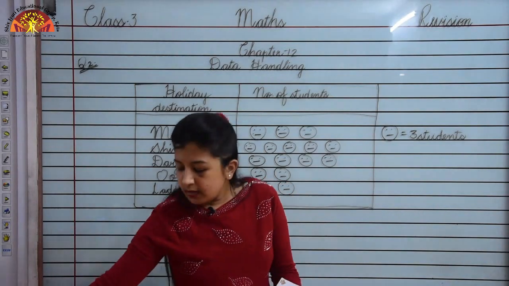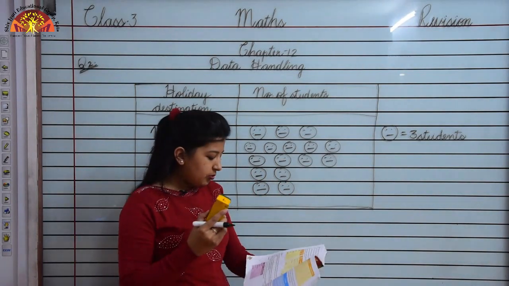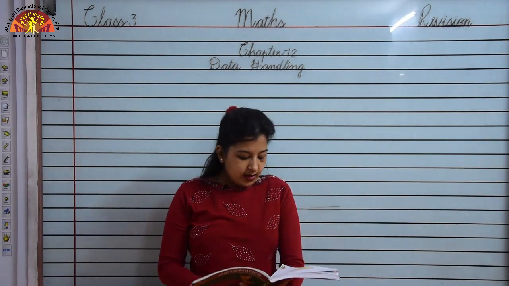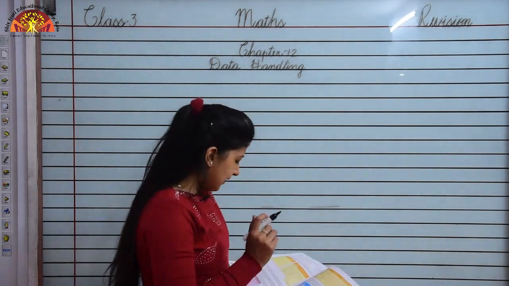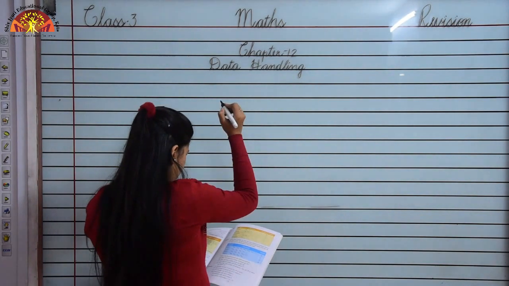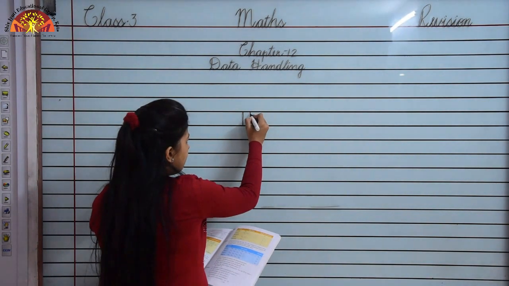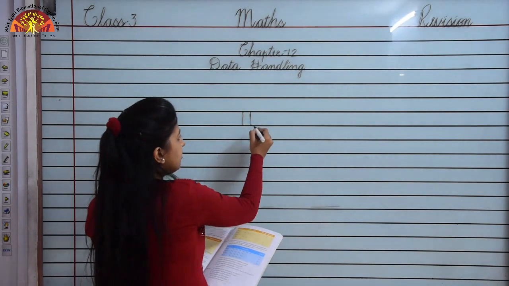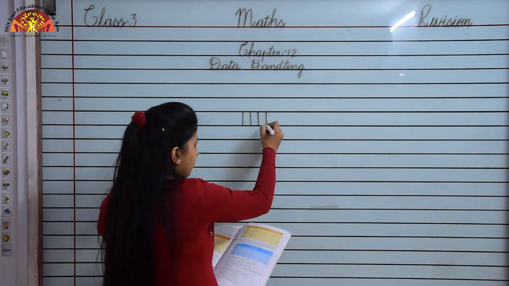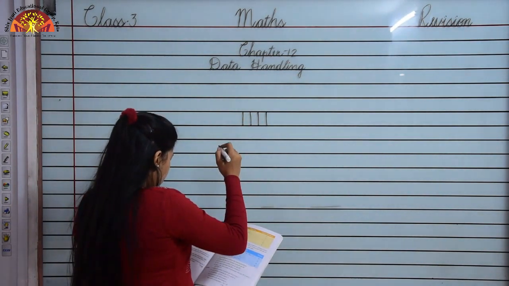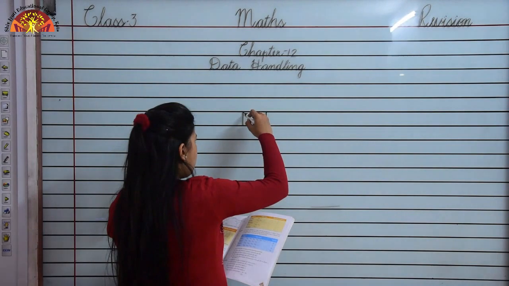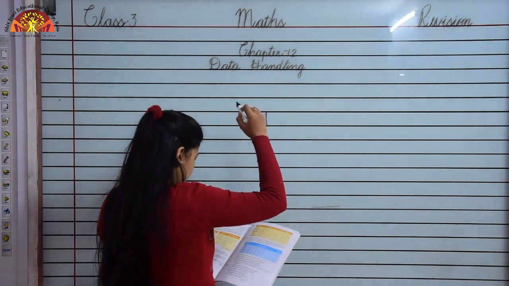Fine. Now we are going to revise tally marks. Students, tally marks are vertical lines. So we draw one vertical line for one observation, a second vertical line for the second observation, a third vertical line for the third observation and a fourth vertical line for the fourth observation. But for the fifth observation, we draw a line crossing the 4 vertical lines. Fine.